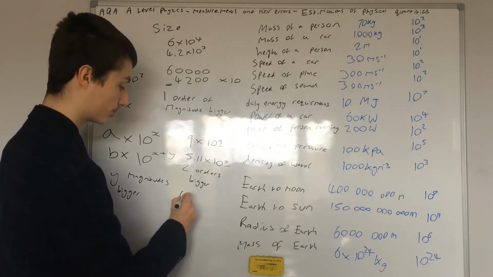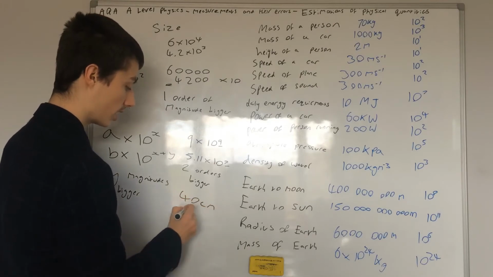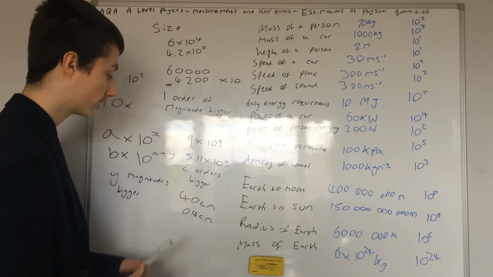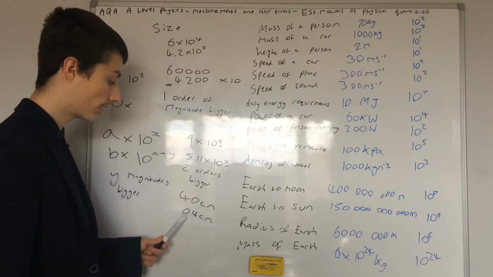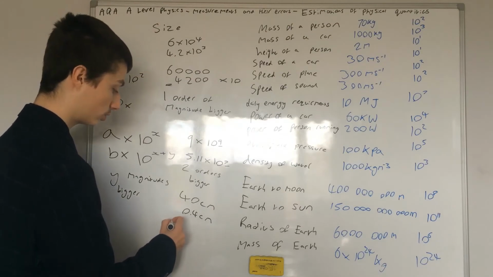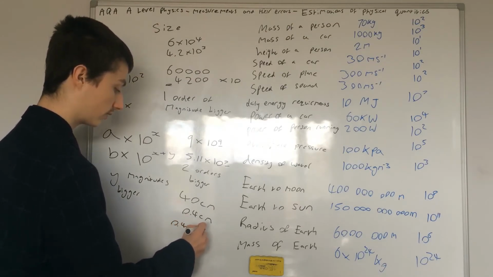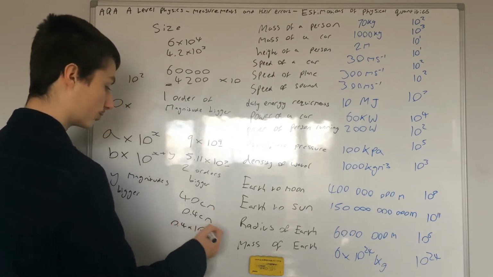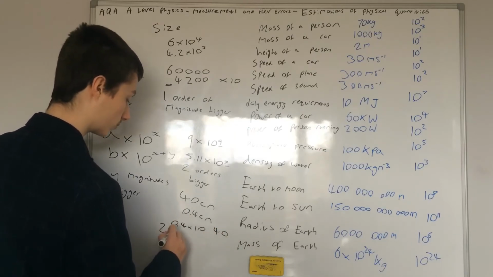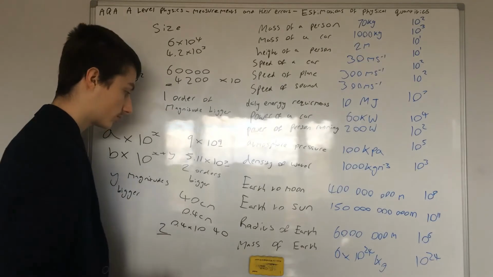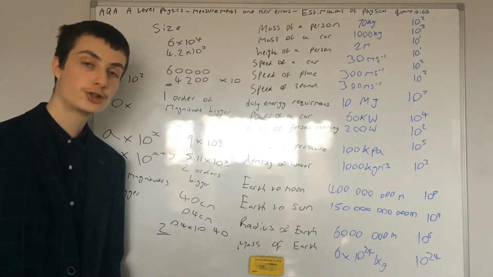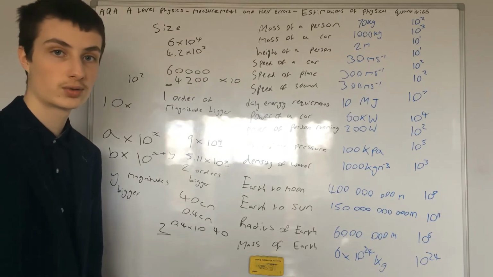Suppose we have 40 centimetres of length and 0.4 centimetres of length. How many orders of magnitude bigger is this one than this one? Well, of course, we have to do 0.4 times 10 to get 4, and then 4 times 10 again to get 40, so it is 2 orders bigger. You should get the idea. Magnitude can be applied to anything really.